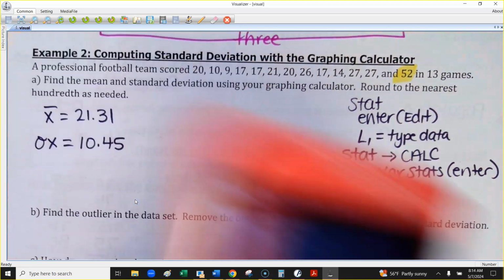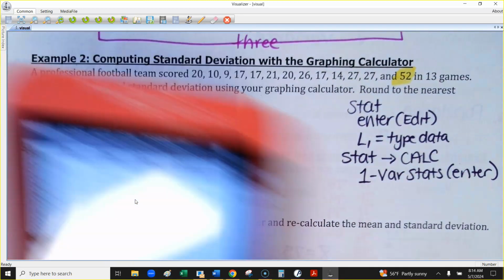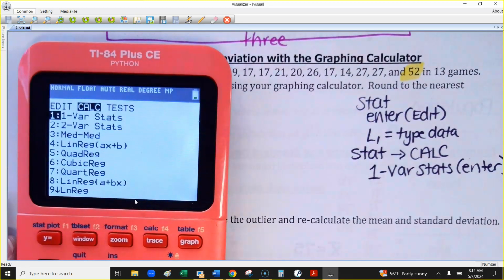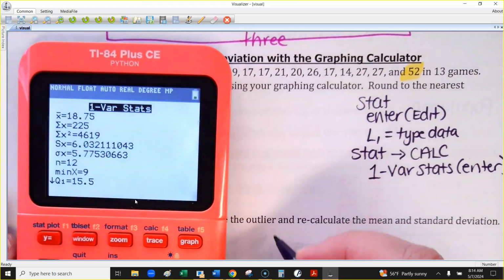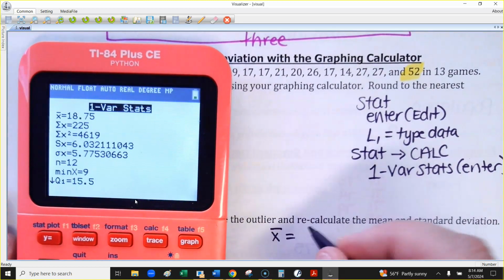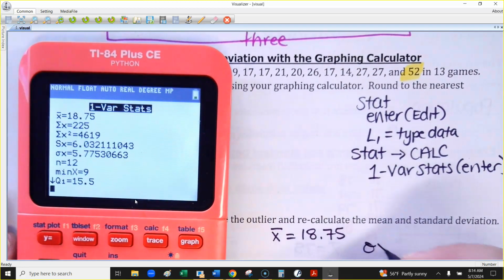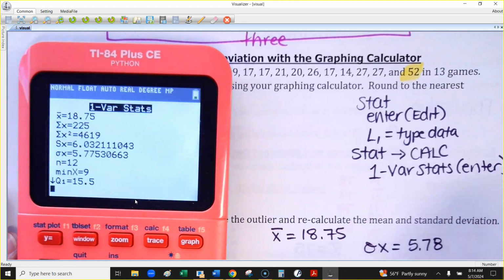We just talked about the mean and the standard deviation if we remove that outlier. So stat calc, one variable stats, just keep hitting enter till it shows up. Now, my mean, 18.75, and my standard deviation, again, I'm just going to go 2 decimal places, 5.78.